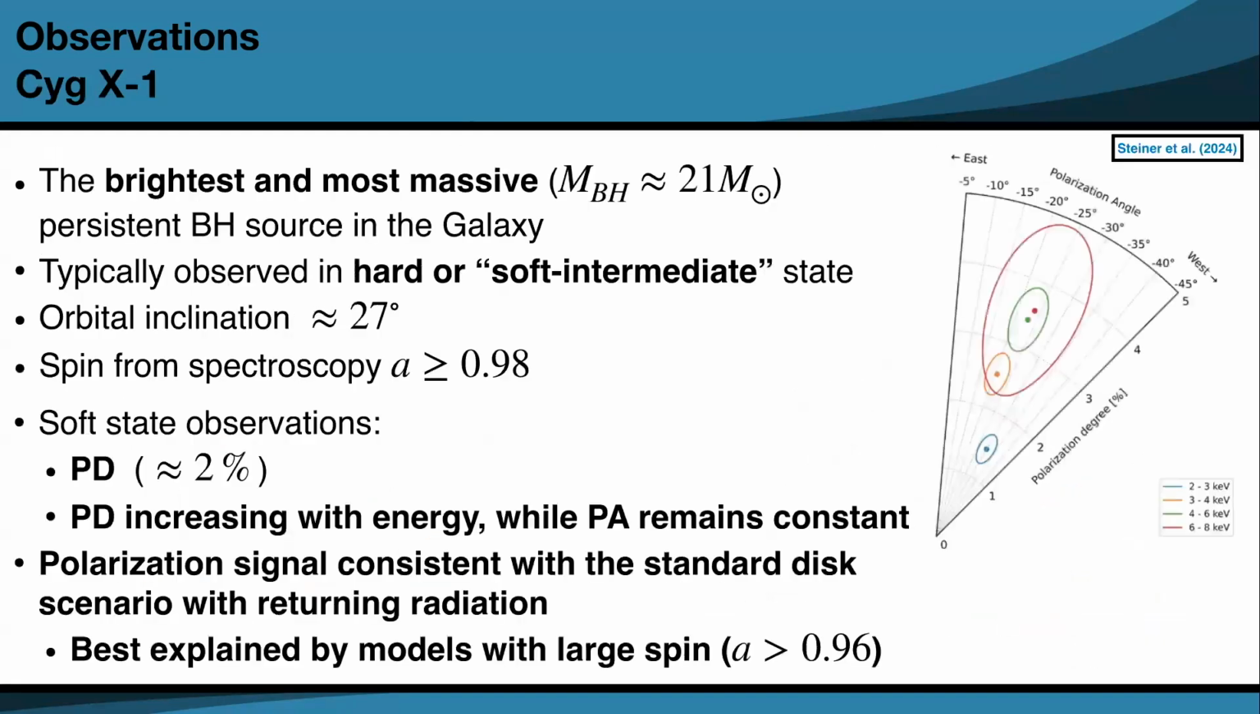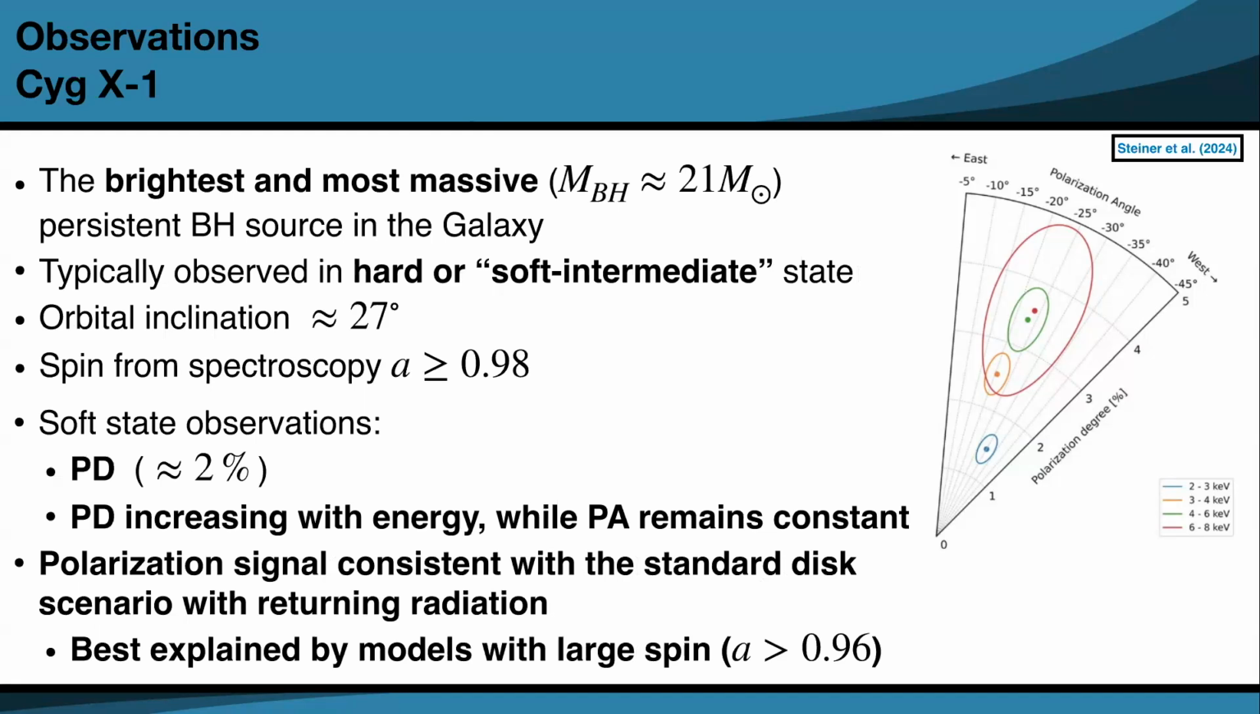A similar situation was found in the soft state observation of Cygnus X-1. In this case, we have a very well-known source. It's actually the brightest amongst the massive star, persistent black hole sources in the galaxy. It's a source that is typically observed in hard state, but also in a soft intermediate state where it's not a pure, let's say, soft state. We still have a non-negligible contribution from a Comptonized component. It was actually also observed in hard state, but I won't discuss this here.